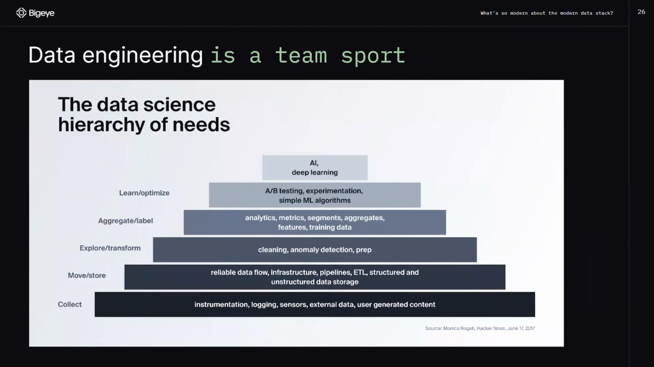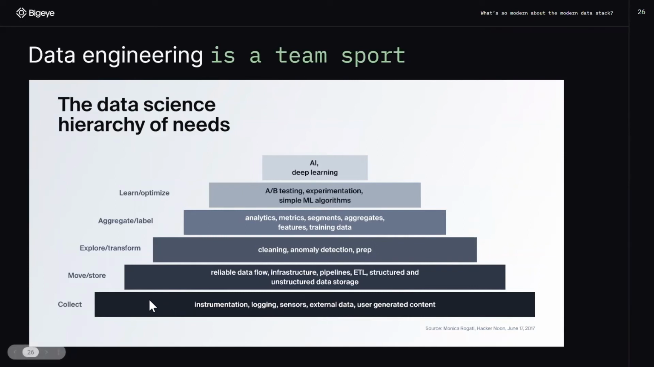Now, if you have different kinds of people using different kinds of tools, one conclusion is that, hey, data engineering at the end of the day is a team sport. You need different types of people specialized in different areas. You might start off with a full stack data engineer who's kind of responsible for all the levels in the data science hierarchy of needs, from the collection to the moving and storage, the processing and cleaning and prep, to the segmentation, to the testing, and to the deep learning and AI. But as your organization grows, this stratifies, right? And you need different players and different types of people to work together.